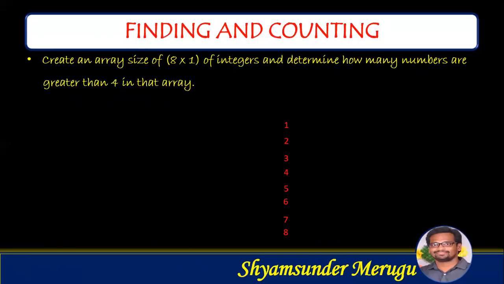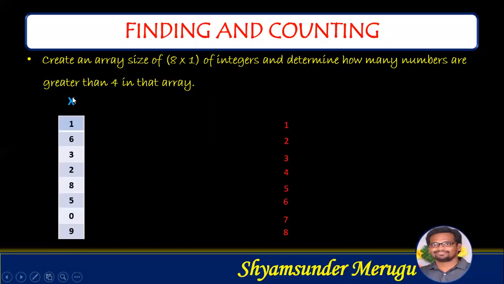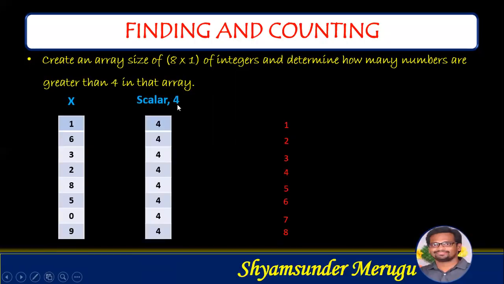Create an array of size 8 by 1, that is 8 rows and 1 column of integers, and determine how many numbers are greater than 4 in that array. So we are going to take an example of an array x which has 8 elements, and we need to find out how many elements within that x array are greater than 4, where 4 is a scalar quantity. Now this is the variable x having 8 elements in it. Now this is a scalar 4, right?